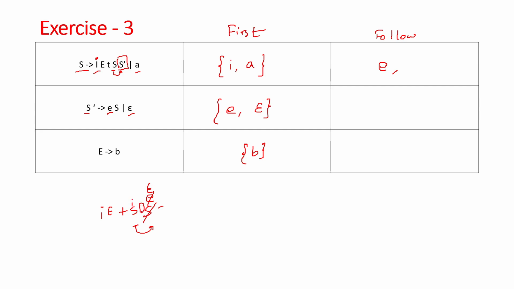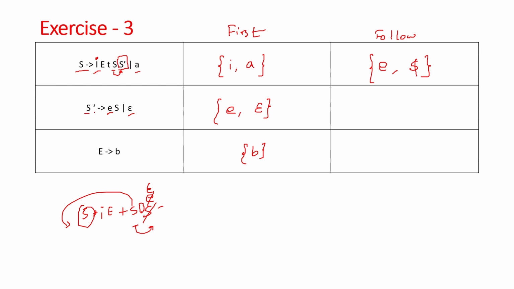Since it is empty, I have to come up here and find the follow of this one. Since both are S, I don't have anything to do. And I also have to add a dollar, since this is the default, it's a start node, so I have to add a dollar here. So E and dollar is my follow for S.